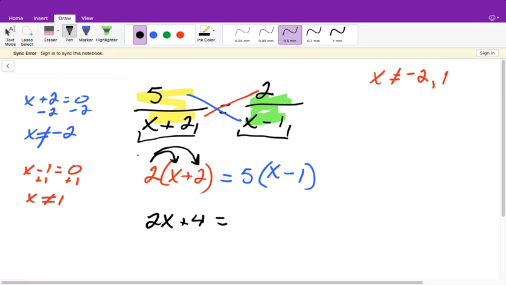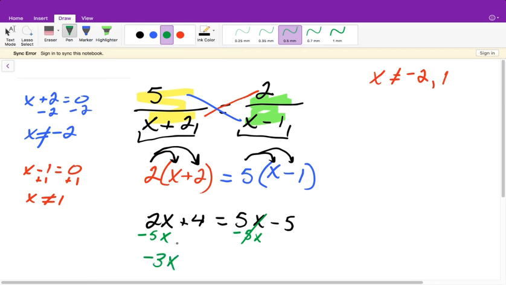Put the parentheses in and know that you have to distribute. And then we will go ahead and distribute this 5 in. So it will give me 5x minus 5. And now we solve for x. So we would isolate our x on one side. So I'm just going to move this 5x over to get our x all on one side.